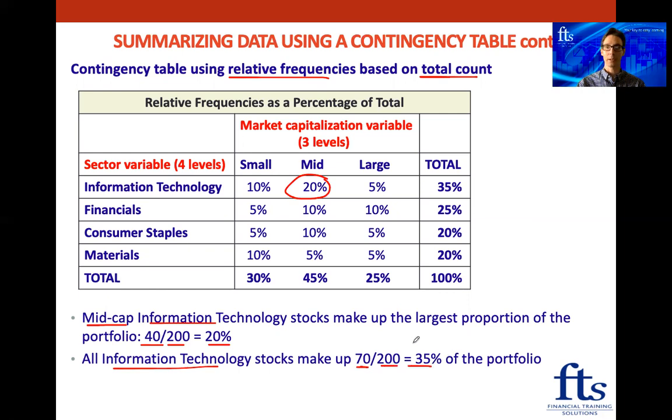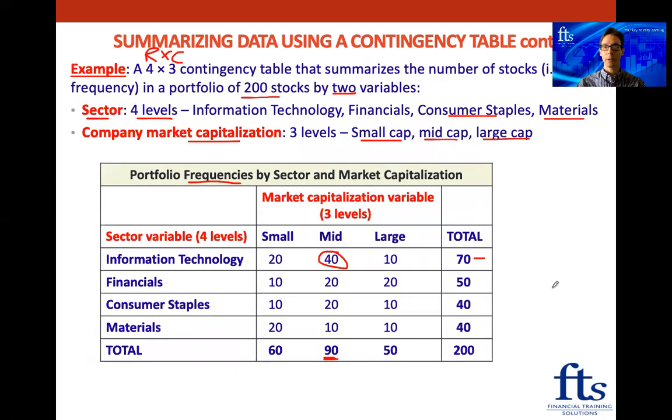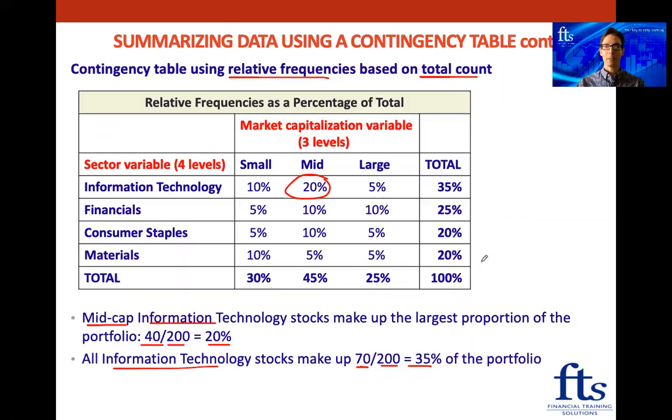So if we just go and double check there, we can see there we go. Remember, we had 70 IT stocks in total. And then we can quickly see that that makes up 35% of our portfolio.